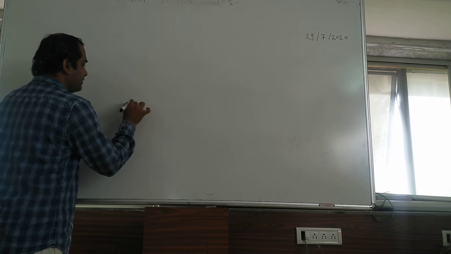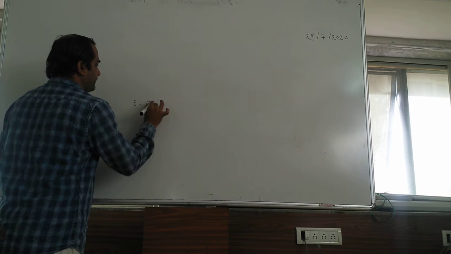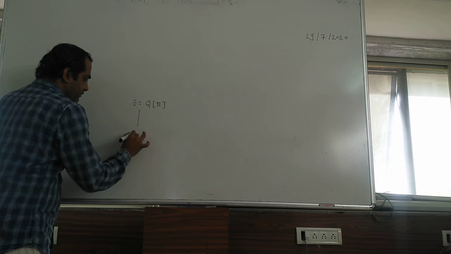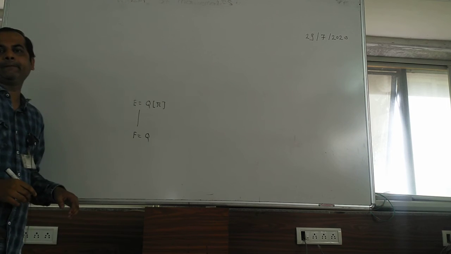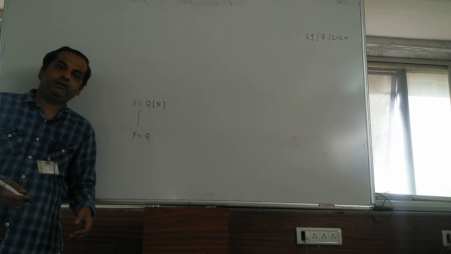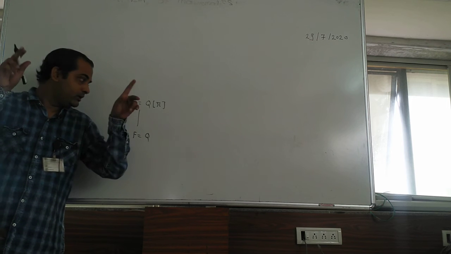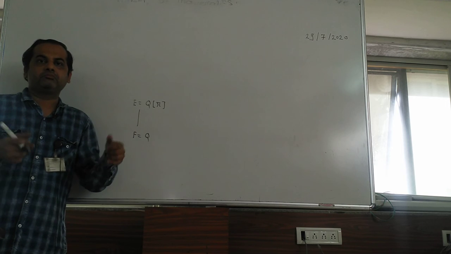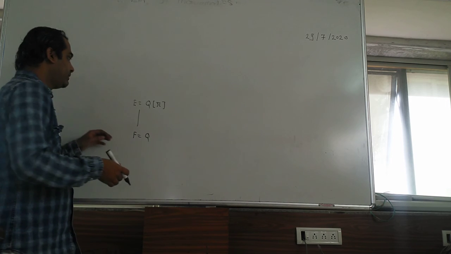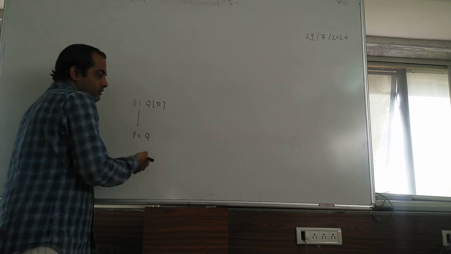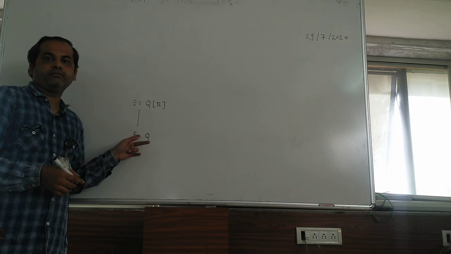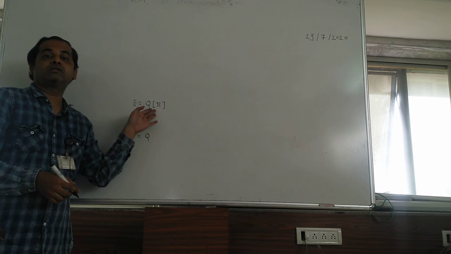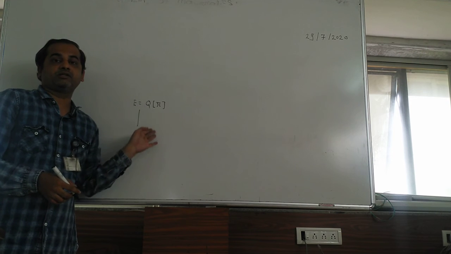For example, if E is equal to Q of pi, once again the same question, pi. Now here, can I have any polynomial with rational coefficients whose root is pi? There is no such polynomial. So this is not algebraic, but the degree of extension is infinity, or you can say transcendental. We have already seen that this extension is a transcendental extension.